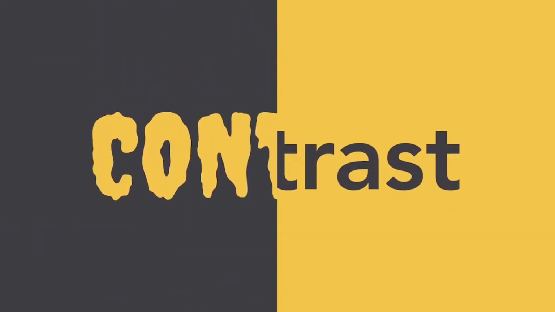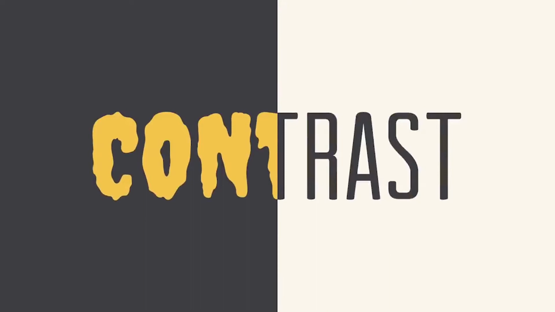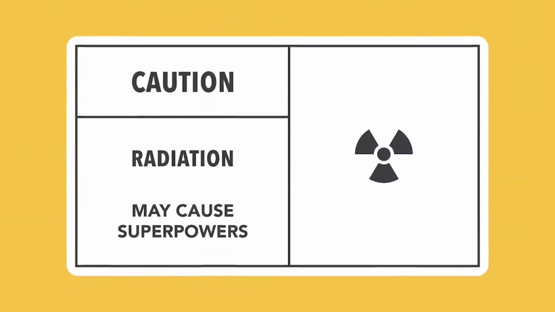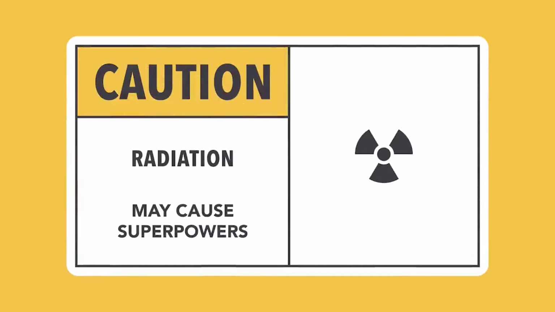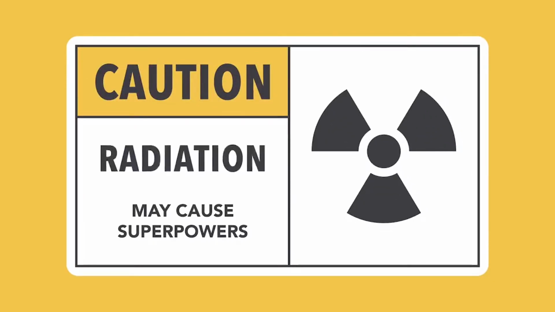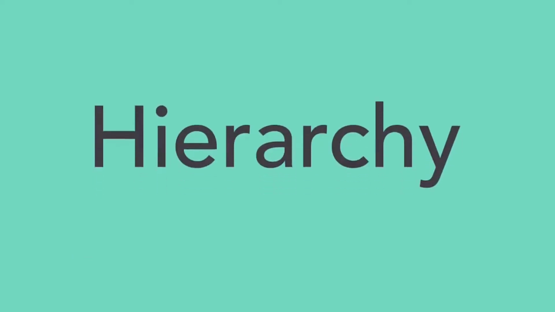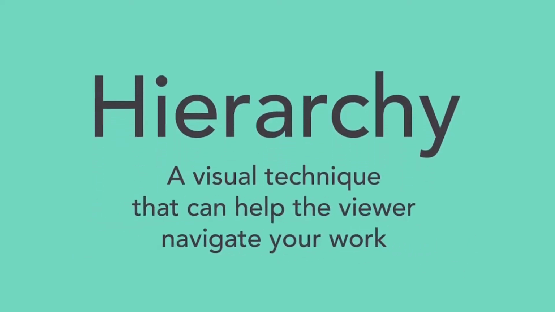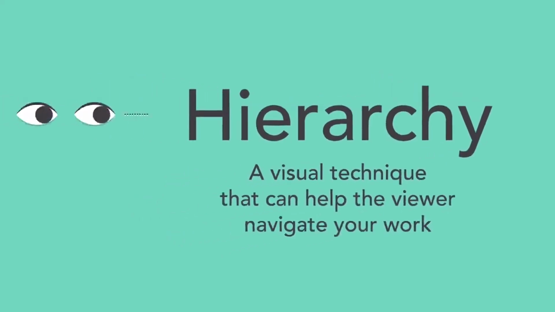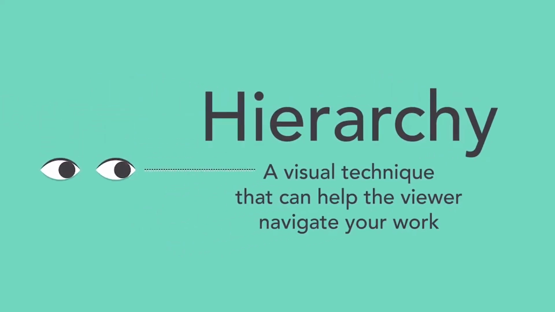Contrast simply means that one item is different from another. In layout and composition, contrast can help you do many things. For example, catch the reader's eye, create emphasis, or call attention to something important. There are lots of strategies for creating contrast. You can use color, adjust the size, shape, or visual weight of an object, or use contrasting styles of text. Contrast is also closely tied to hierarchy, a visual technique that can help the viewer navigate your work. In other words, it shows them where to begin and where to go next using different levels of emphasis.